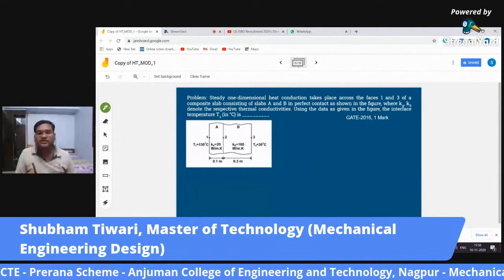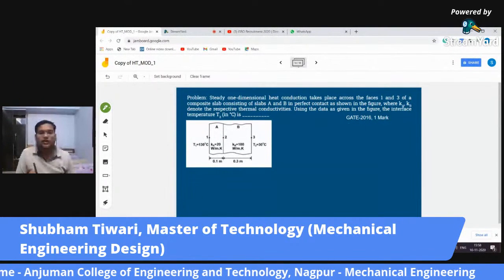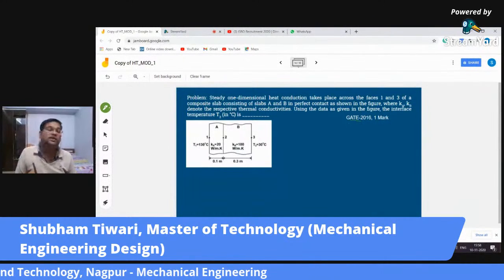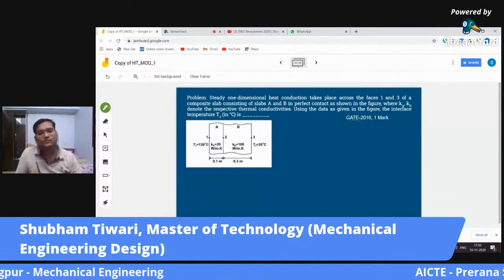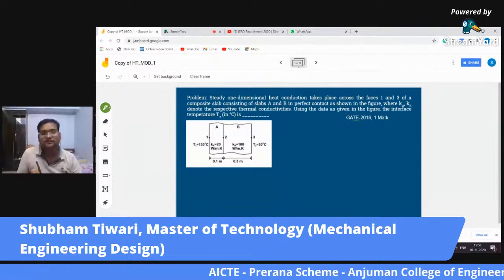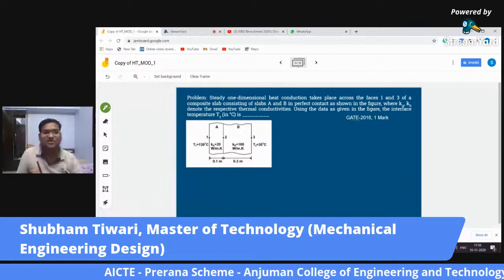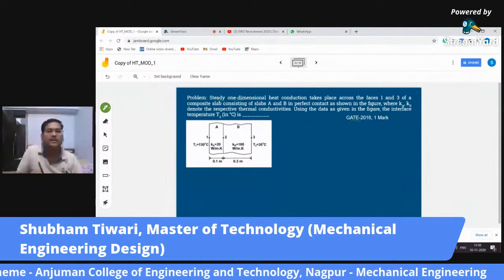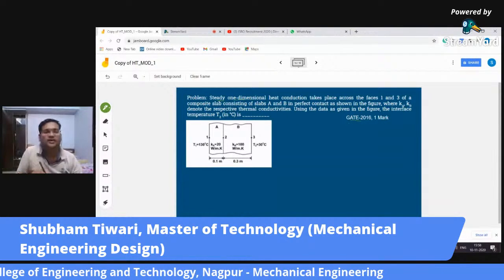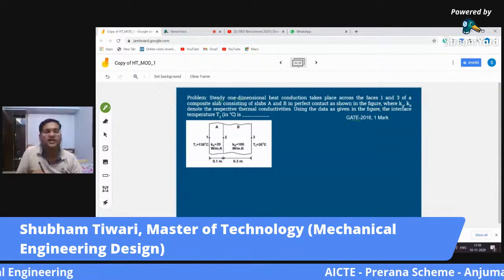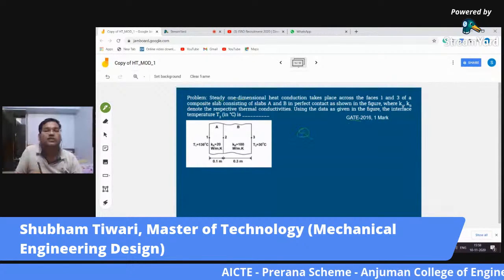This question was asked in GATE 2016 for 1 mark, and it is a pretty easy question. While solving questions of this section, fluid and thermal, please trace each and every word. It says steady one-dimensional heat conduction. What does that mean? It means that the heat transfer will be constant throughout this wall.